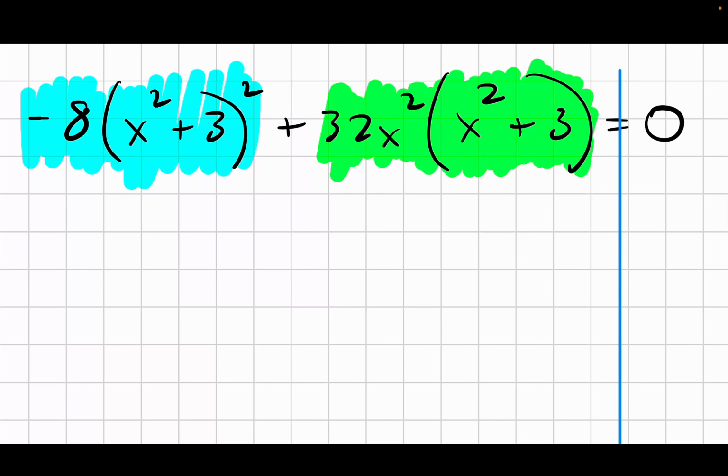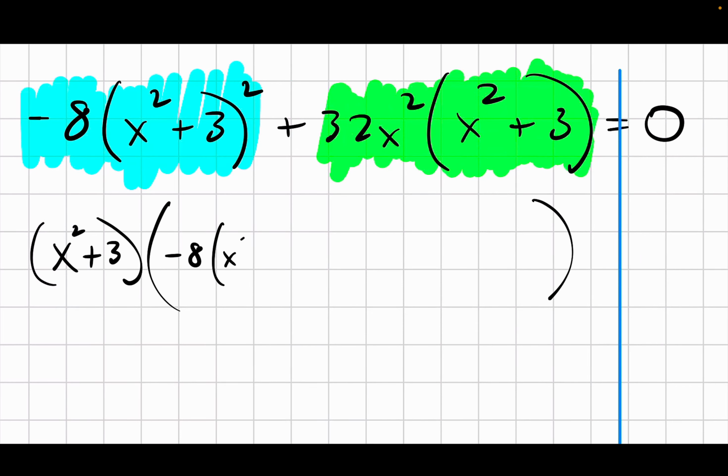The big thing is x² + 3, right? So I'm going to factor out an x² + 3. The blue guy has 2 of them, so he's still going to have 1. So what's left is -8(x² + 3) plus. The green guy only has 1, so that one's going to be gone. So it's just going to be 32x².